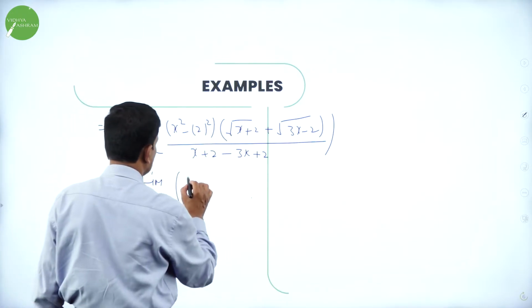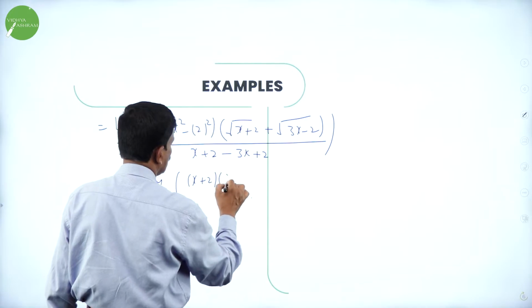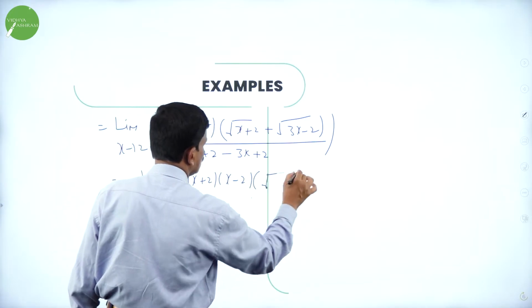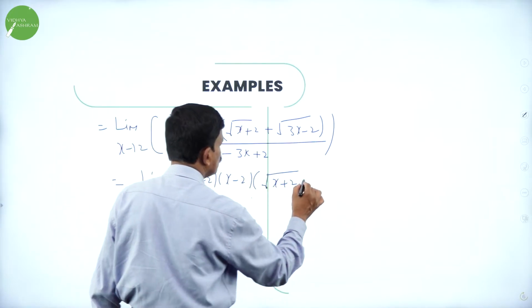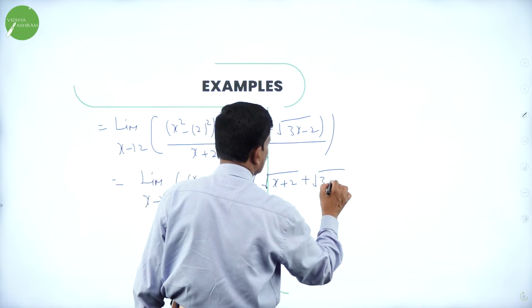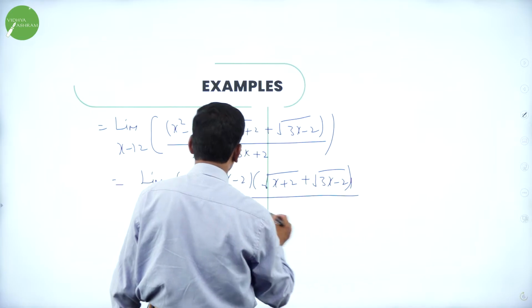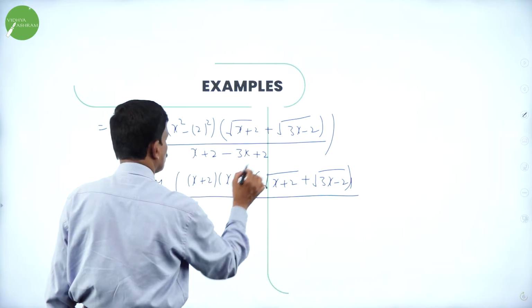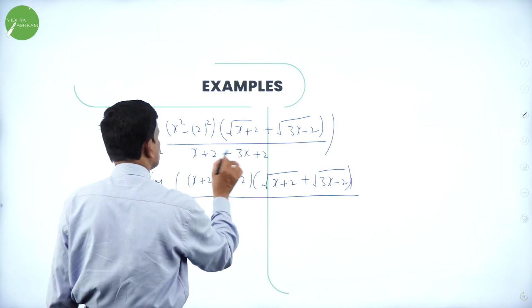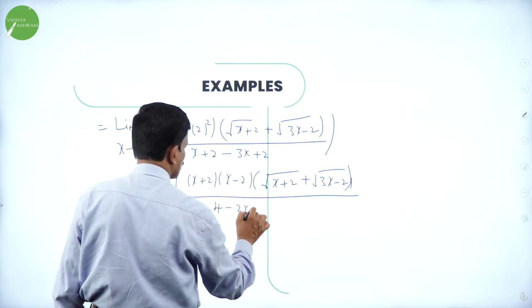So this is equal to limit x tends to 2 of, this can be written as a square minus b square is a plus b into a minus b, x plus 2 into x minus 2 into remaining steps, root of x plus 2 plus root of 3x minus 2, whole divided by, in the denominator 2 plus 2 is 4, x minus 3x is minus 2x.